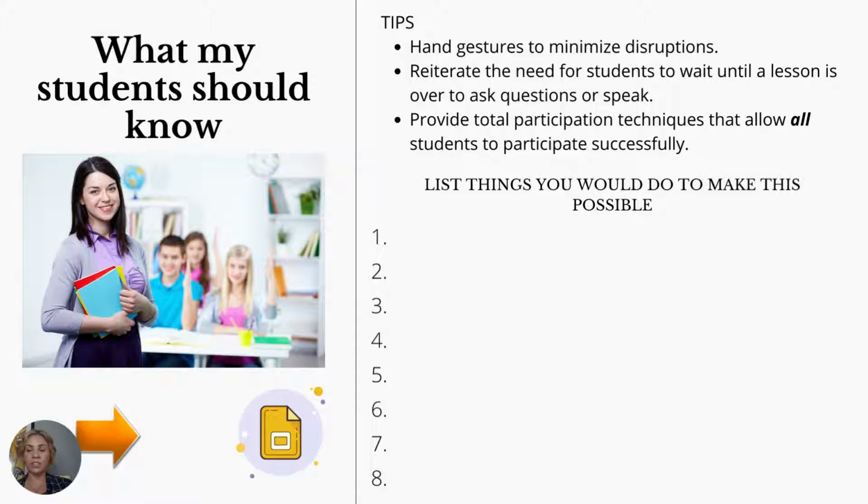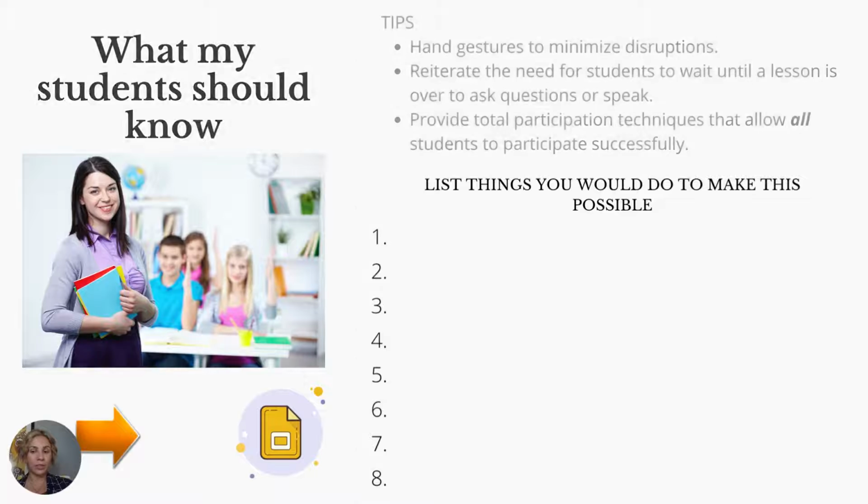Provide total participation techniques that allow mobility and discourse. For example, discussion groups, jigsaws, 4 corners, and gallery walks. Definitions for these options are posted on the presentation link. Now it's your turn to create a list of routines you'd like to see in your class. Think about what you think is important.